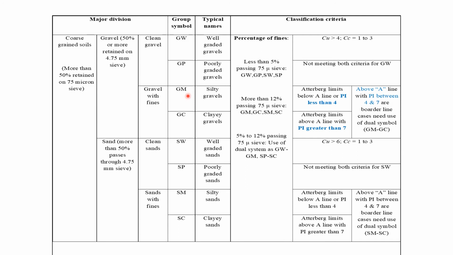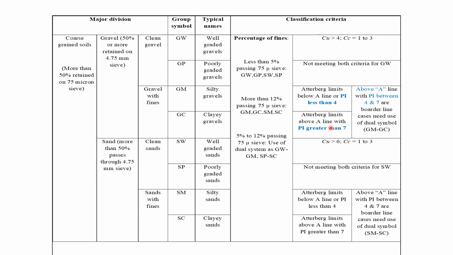we call it GM. Similarly, if PI is greater than 7, in that case we can say it is GC, also the same category, more than 12% passing through the 75 micrometer sieve. So this is for GM, and this is for GC. Now we can see sometimes the condition also happens that the soil passes from, suppose, the A line, if PI is between 4 and 7, in that case dual name can be given, GM-GC we can give, okay.